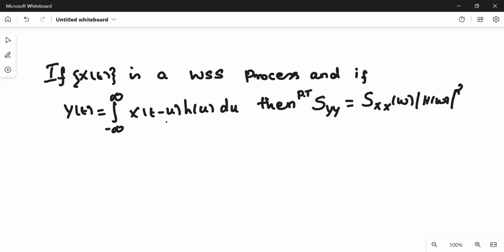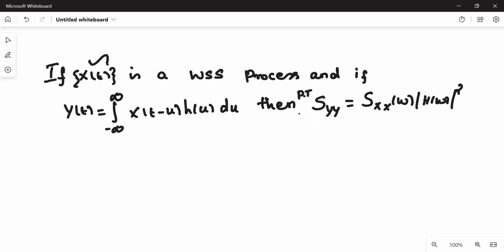So let us understand the terminologies first. X of t here is the input and y of t is the output. H of u is the operator. So the output is defined through the operator. How is it defined? The output is defined as the integral from minus infinity to infinity of x of t minus u, where x is the input signal, into h of u du.